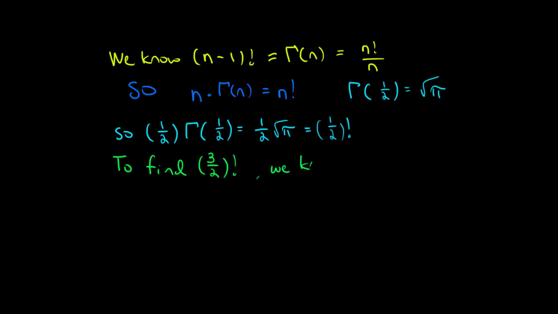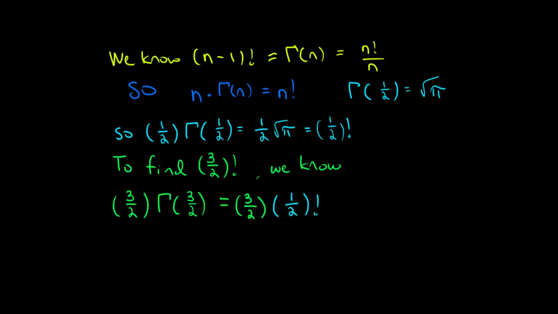For example, to find 3/2 factorial, 3/2 times gamma of 3/2, that would be 3/2 factorial, equals 3/2 times gamma of 3/2, which equals 1/2 factorial. So that's 3/2 times 1/2 radical pi. So we now found that 3/2 factorial equals 3/4 times the square root of pi.